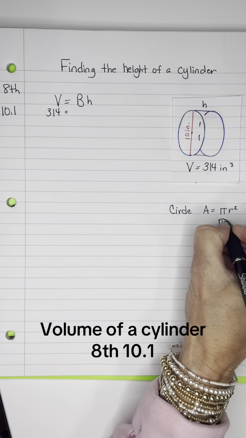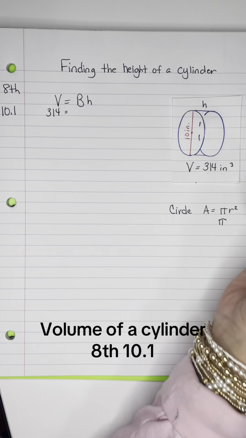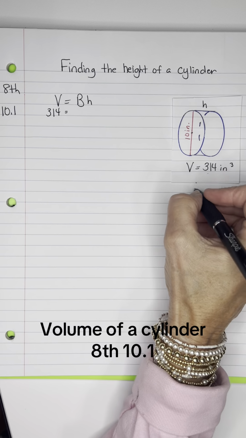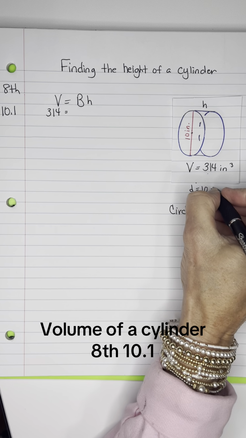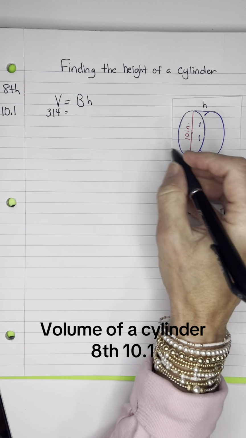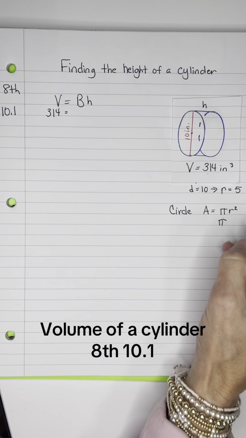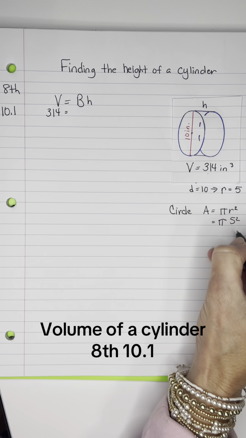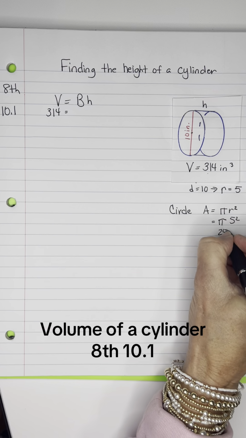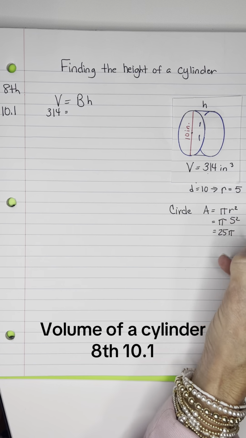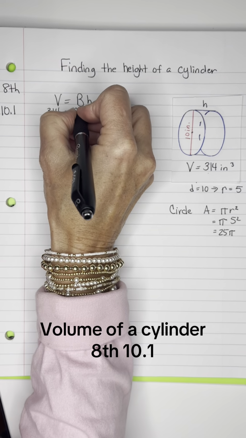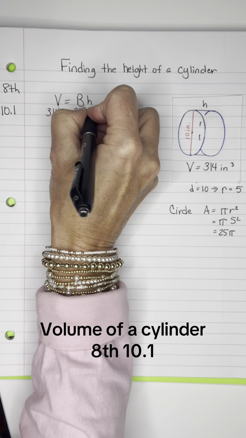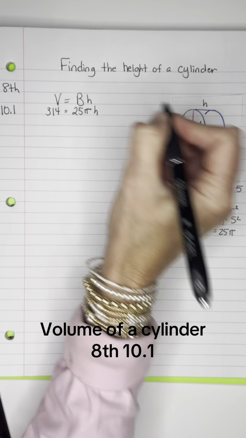Well, that's pi. The radius here, we are not given that. We are told the diameter is 10. So if the diameter is 10, that means the radius is half of 10. So that would be 5. So that's 5 squared. Okay, so 5 squared is 25 pi. And that's going to be the area, or the B. So I will put 25 pi right here. And then the height is what I'm looking for.